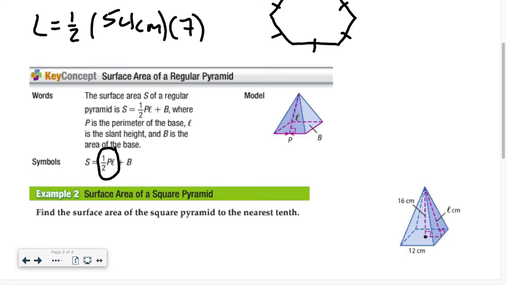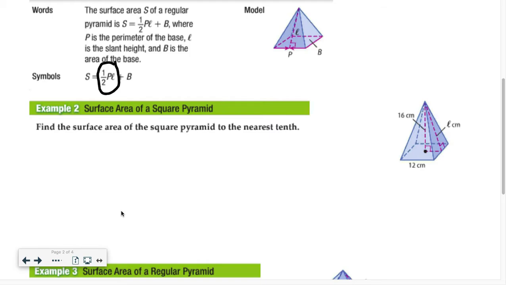Again, these are regular pyramids, so each base of the pyramid is a regular polygon, so we've got to find the area of a regular polygon to do many of these calculations here. So that's kind of a way to bring chapter 11 back into this lesson as well.